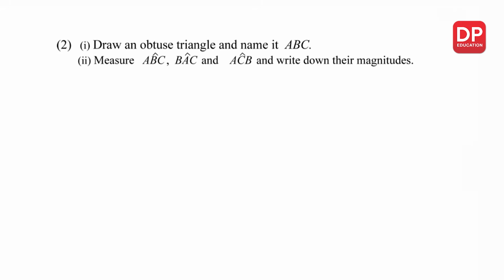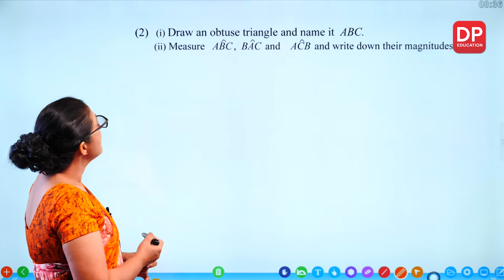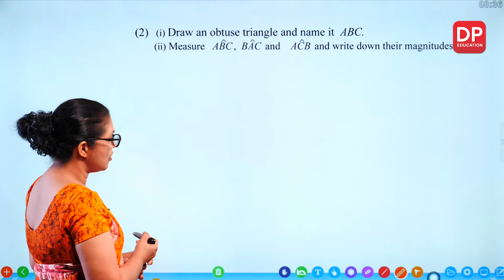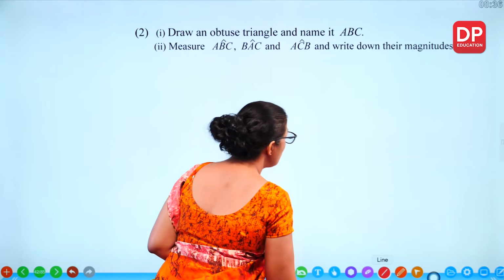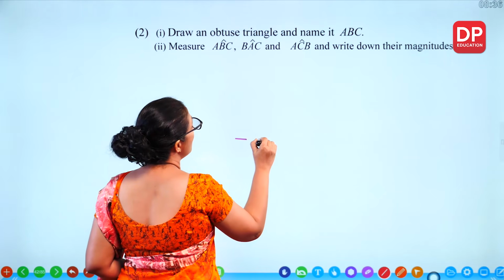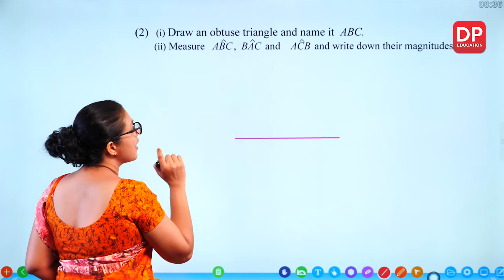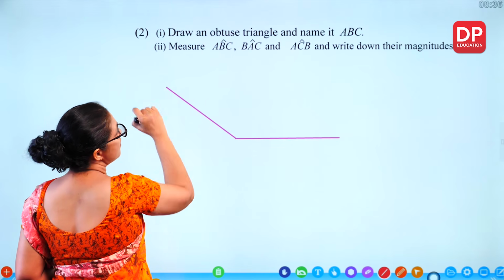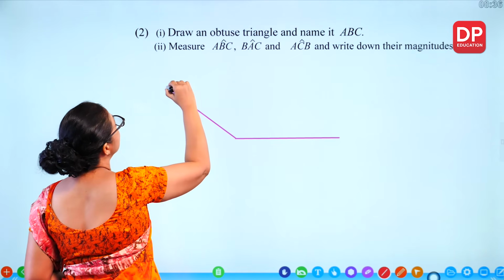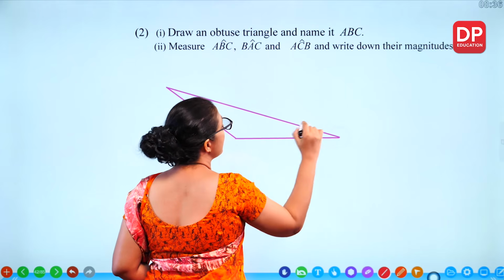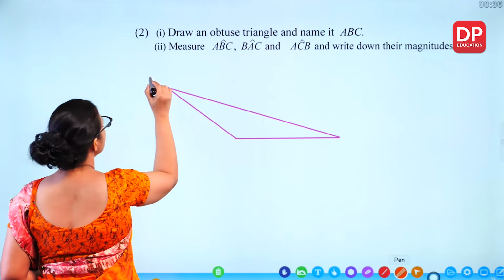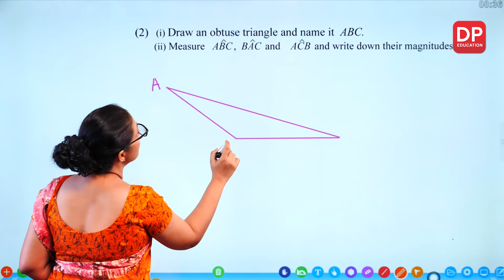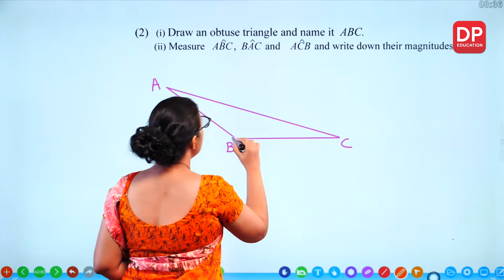Draw an obtuse angle triangle and name it ABC. Measure ABC, BAC and ACB and write down their magnitude. So you need to draw an obtuse angle triangle. We can draw an obtuse angle triangle, means one angle is more than 90 degrees. So this is an obtuse angle triangle. So we'll label it A, B, C. So B angle is the obtuse angle.